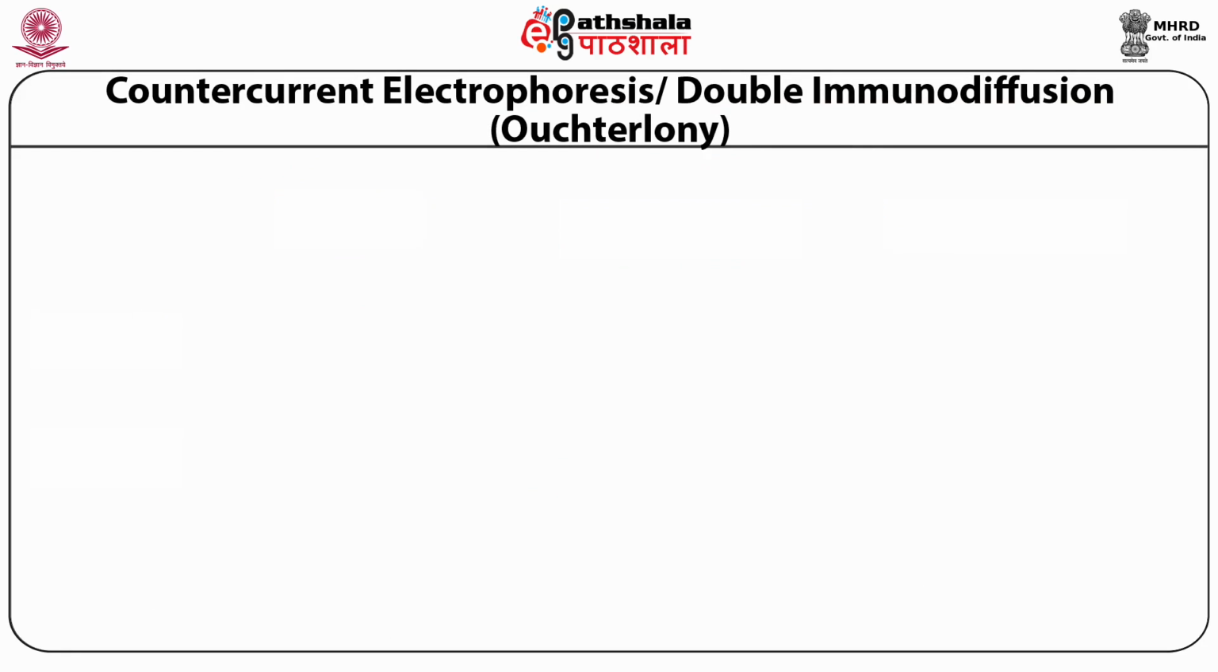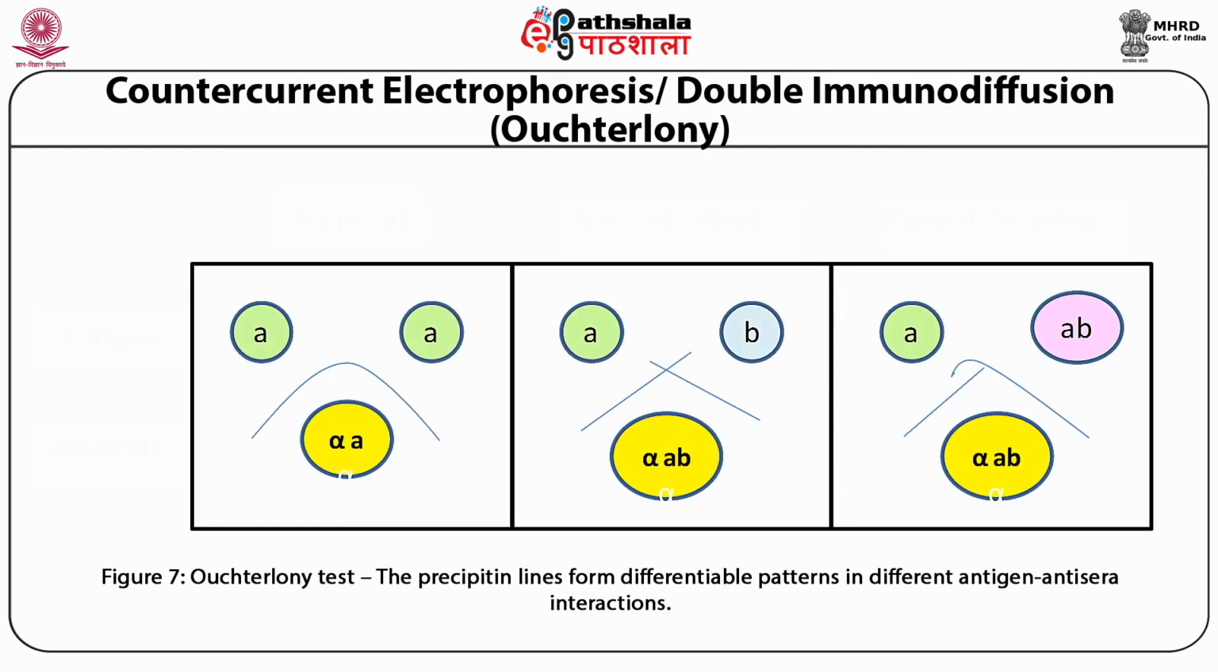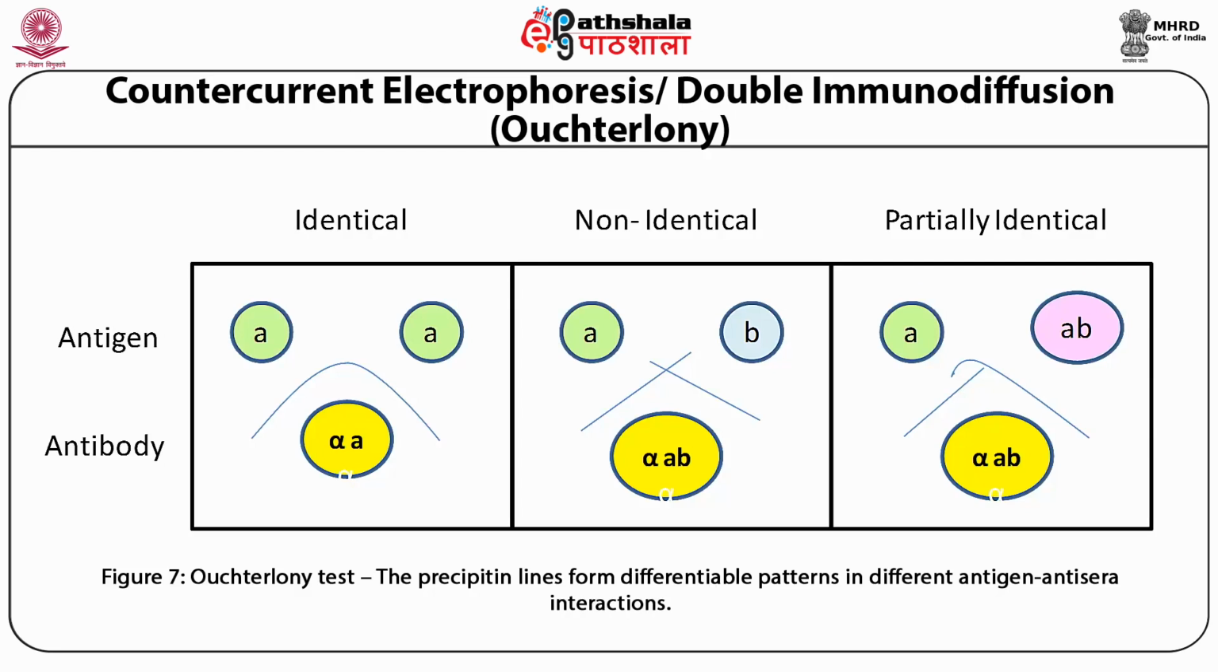This slide shows the different types of precipitin lines formed as a result of the Ochterlony test. Different patterns are produced when different types of antigen-antibody interact in the gel matrix. We can see a curve-like precipitin line when the antigen-antibody molecules are identical. The patterns form a crisscross pattern when they are non-identical, and when they are partially identical, we have a combination of both these patterns produced in the third set.